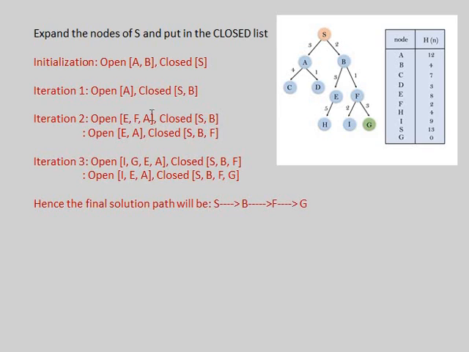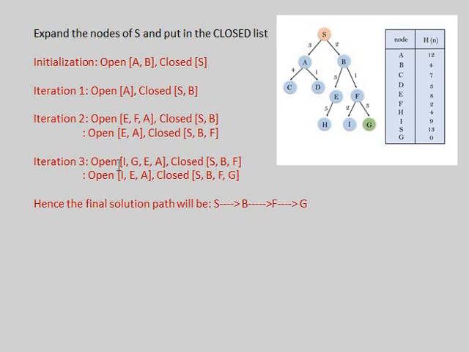Now again compare the heuristic values of nodes E and F. From this table, the heuristic value of node E is 8 and of node F is 2. So 2 is less than 8. Remove node F from the open list and add it to the closed list. Now the open list consists of only 2 nodes, E and A, whereas the closed list consists of 3 nodes: S, B and F.